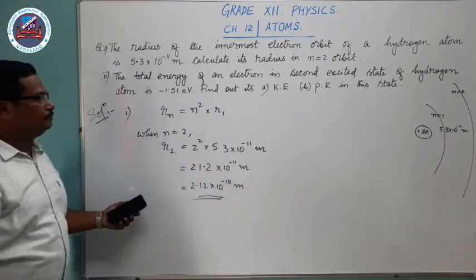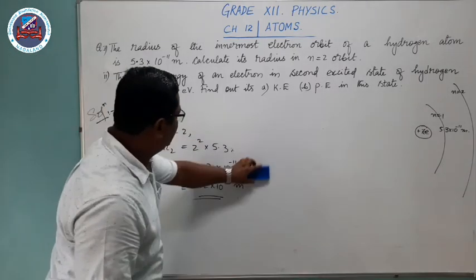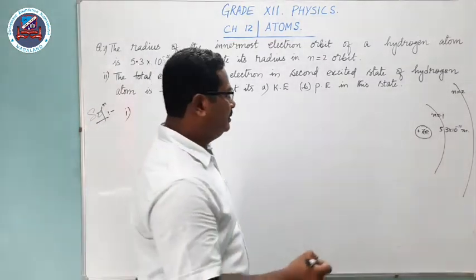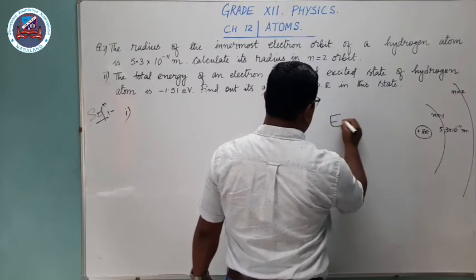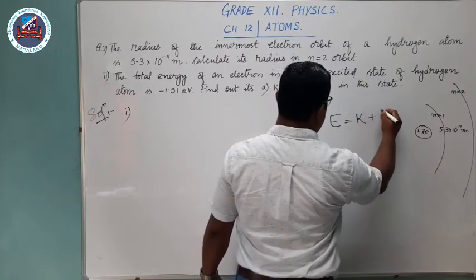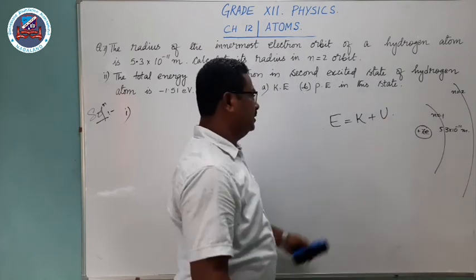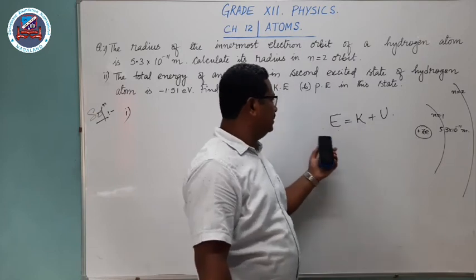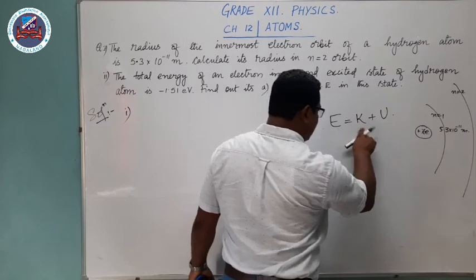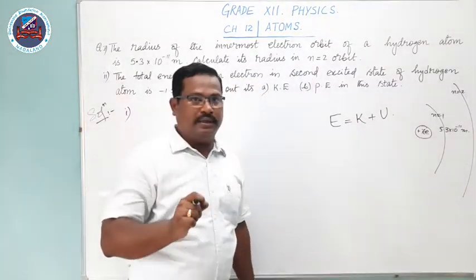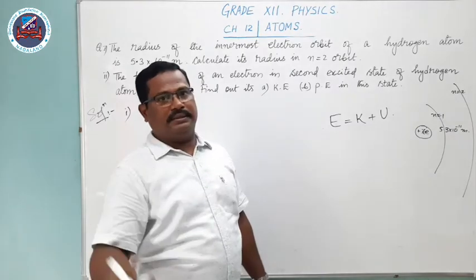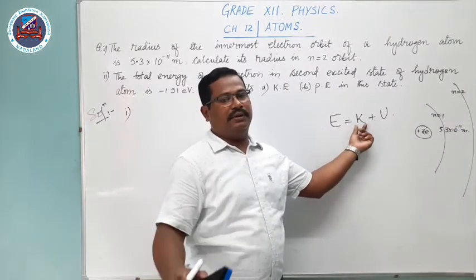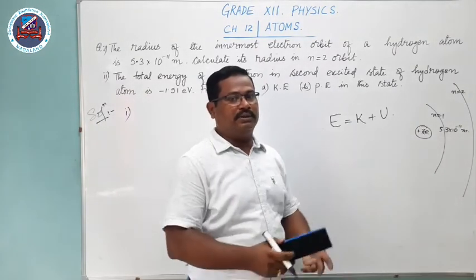Now let us see the second one. In the second case, here also you will have to focus on the energy. The total energy that we got was equal to the sum of kinetic energy plus potential energy. But this total energy and kinetic energy differ by one sign only. If total energy is positive, kinetic energy is negative. They differ only by sign. The rest, all the values are the same.